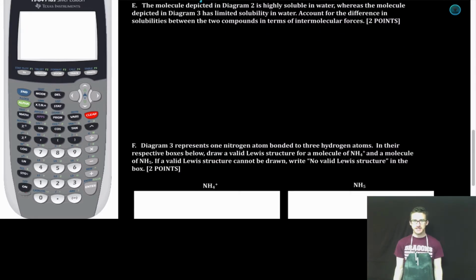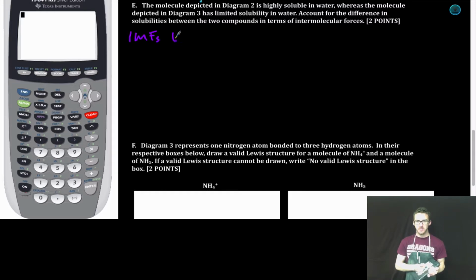Boom! Part E. The molecule depicted in diagram 2 is highly soluble in water, whereas the molecule depicted in diagram 3 has limited solubility in water. Account for the difference in solubilities between the two compounds in terms of intermolecular forces.